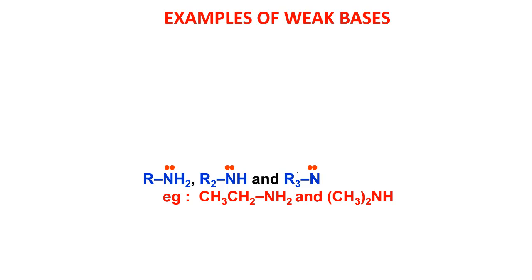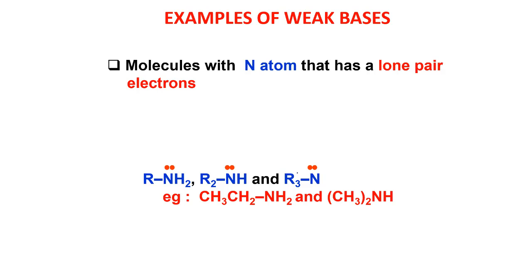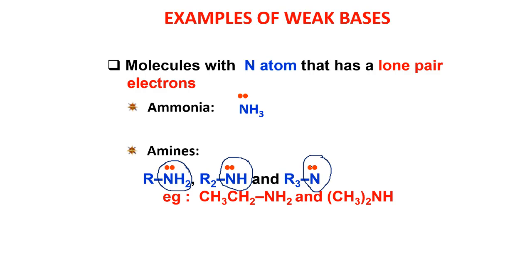Examples of weak bases. What are examples of weak bases? Molecules with a nitrogen atom that has a lone pair of electrons. For example, we see here ammonia. Ammonia has a lone pair on nitrogen. And then amines. Compounds generally called amines, where amines have groups such as NH2, NH, or R3N. You can see there is a lone pair on nitrogen in amines. So you need to know these examples of amines. These are examples of weak bases.